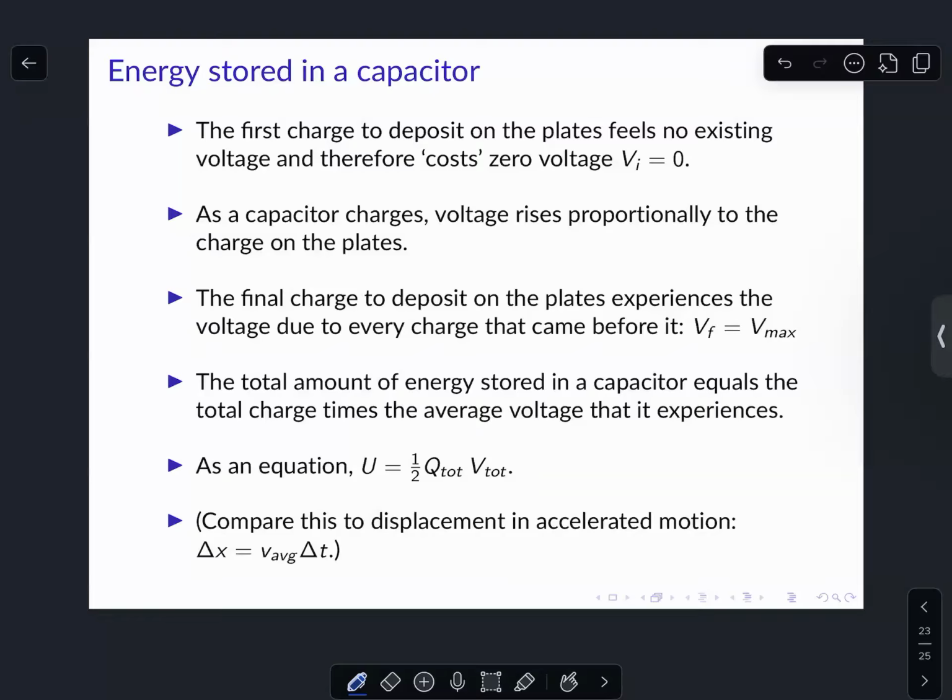Well, this 1/2 is nothing but the average voltage. This comes from the average voltage. We start at 0, we end at V final. This average voltage is V over 2 times charge. If I multiply just total charge times total voltage, I'm double counting the amount of energy stored in the capacitor.